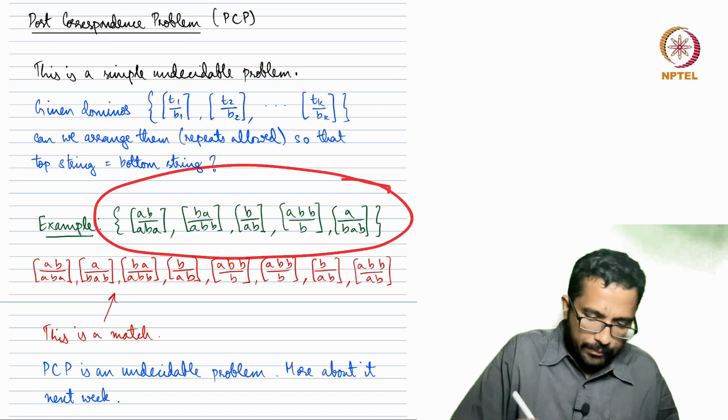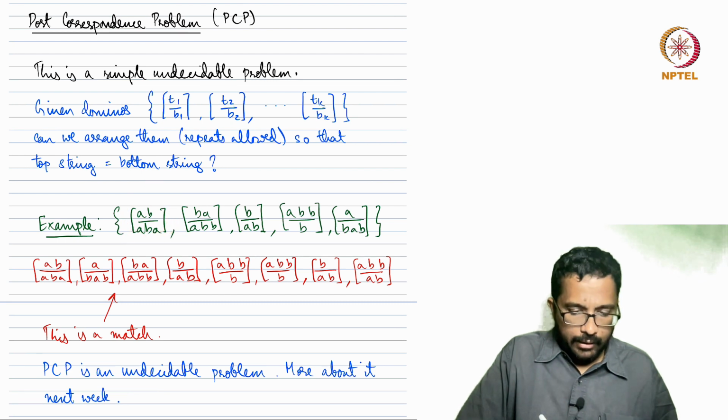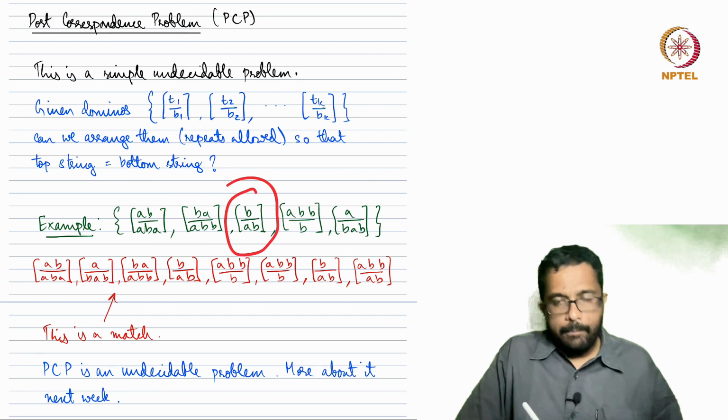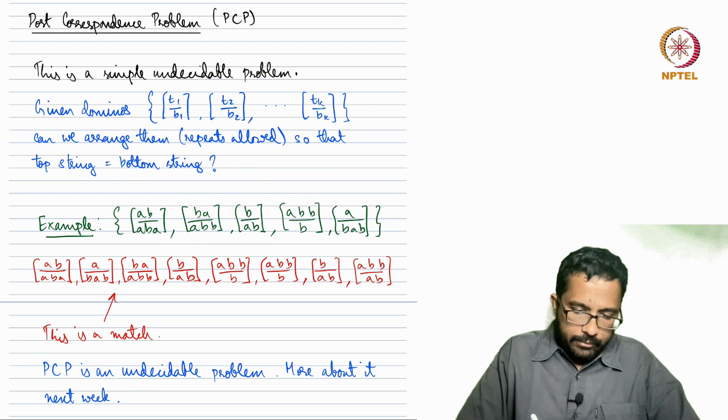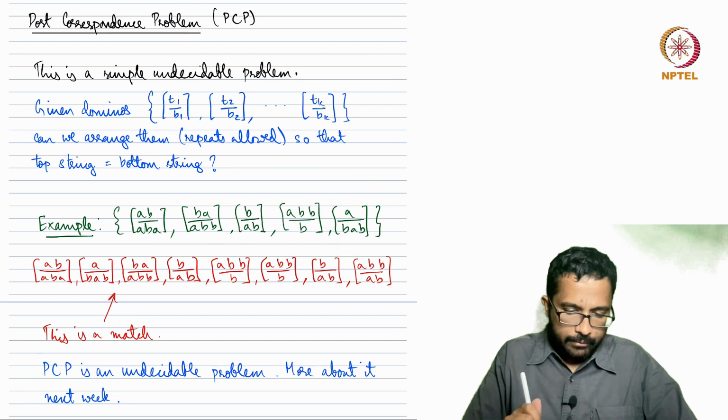So let's see this. There are 5 dominoes. The first one is AB in the top and ABA in the bottom. Then BA in the top and ABB in the bottom. B in the top and AB in the bottom. ABB in the top and B in the bottom. A in the top and BAB in the bottom.